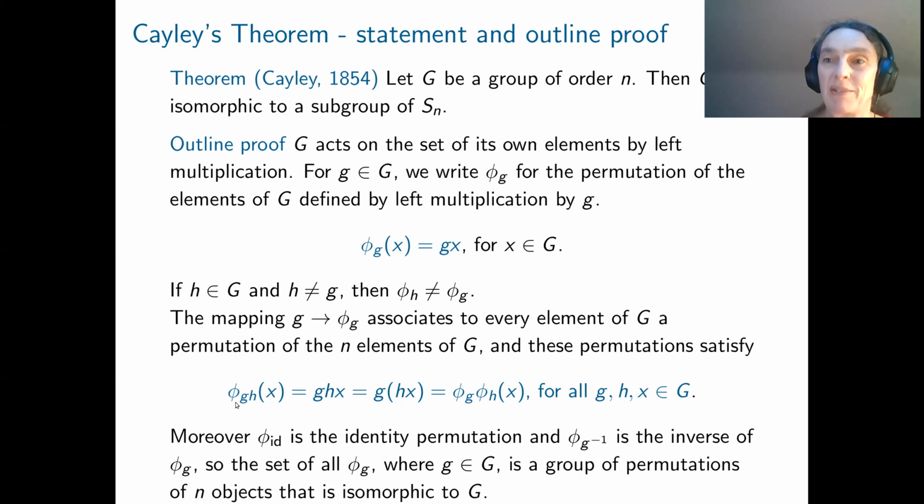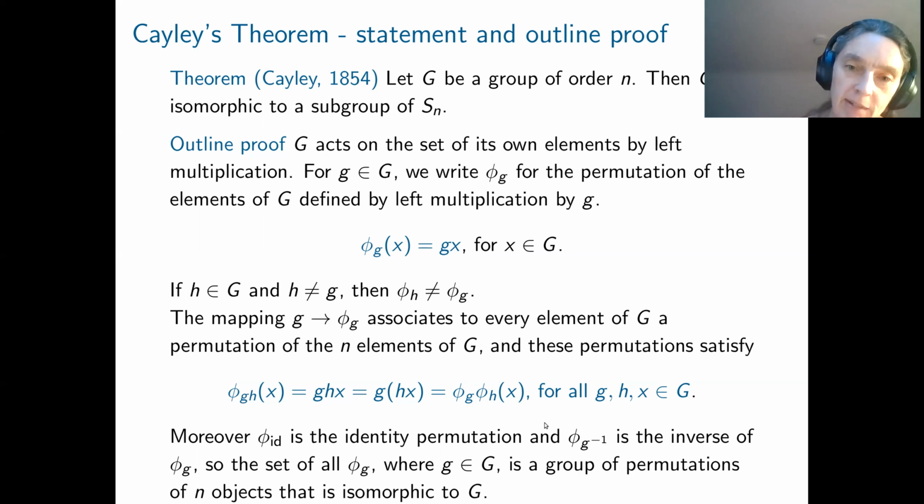We're in a group, so we have an associative property. That's the same as multiplying X on the left by H first, which means taking phi sub H of X, and then multiplying that on the left by G, which means taking phi sub G of phi sub H of X. So we're saying that the permutation phi GH determined by the element GH is just the composition of the permutation determined by G after the permutation determined by H.